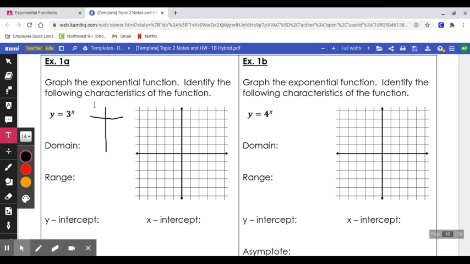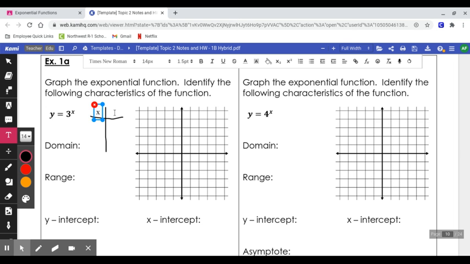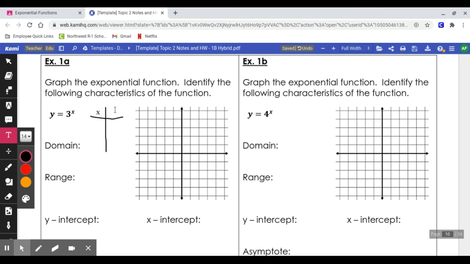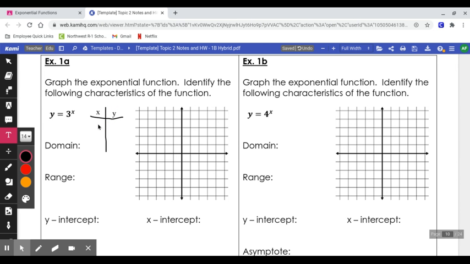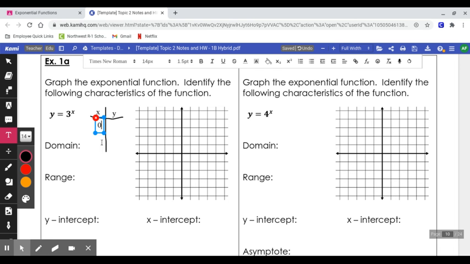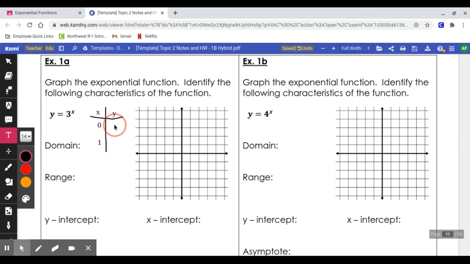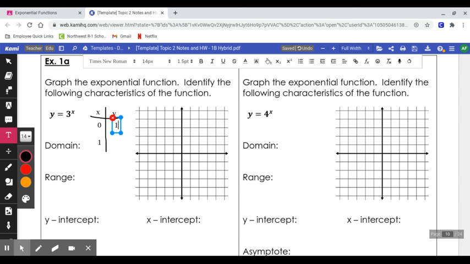This will be an XY table. We'll have X over here on the left, Y over here on the right, and we can choose any numbers we want for this X column. I would suggest choosing 0 and 1, just because 0 and 1 are very easy numbers to work with. So what you're going to end up doing is plugging in 0 for X. We want to know what's 3 raised to the 0 power. Well, anything raised to the 0 power is just 1.